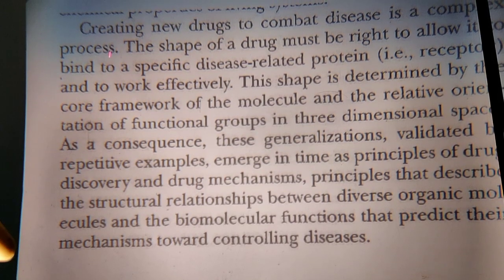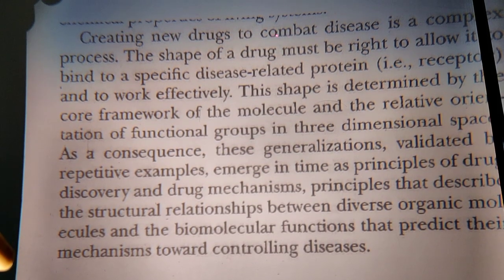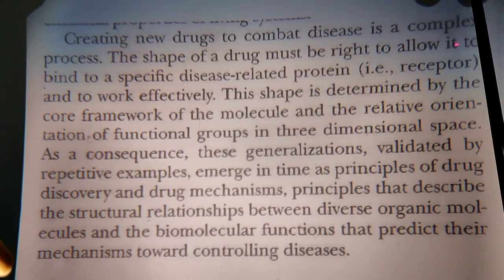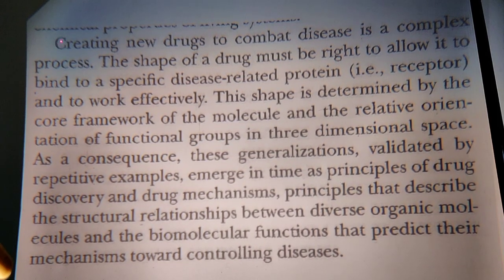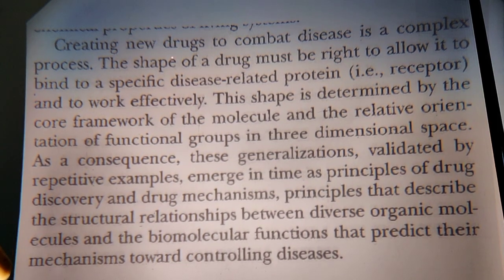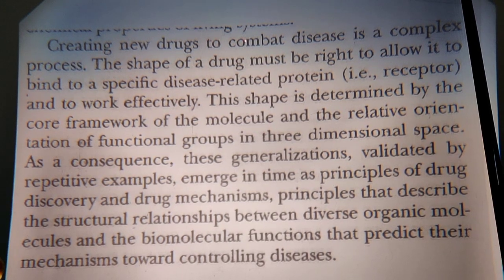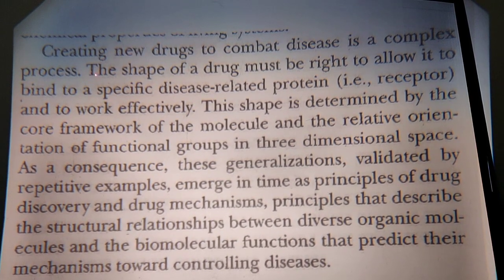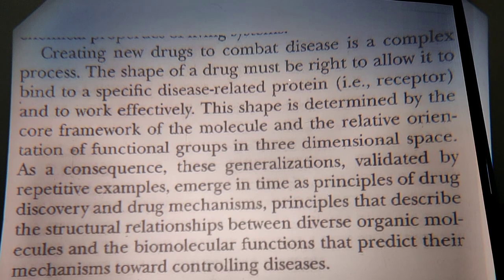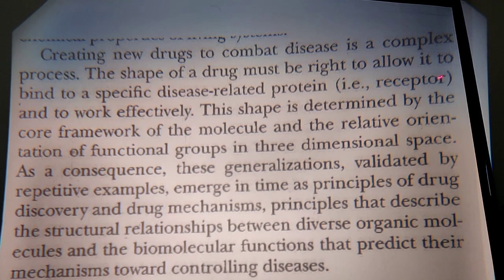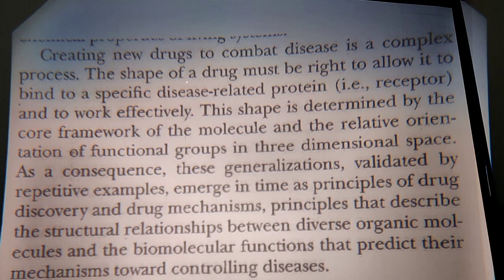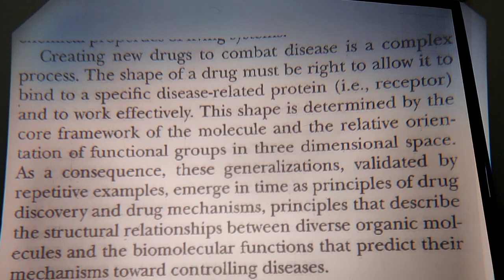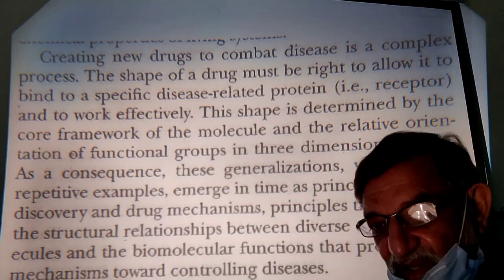Now, creating a new drug to combat disease is a complex process. Can you understand? Creating new drugs to combat disease is a complex process. The shape of a drug must be right to allow it to bind to the specific disease-related protein that is called a receptor. And I already explained it to you in this way.